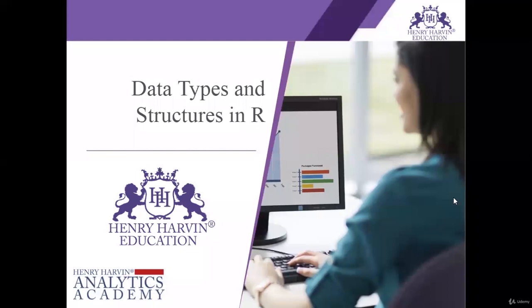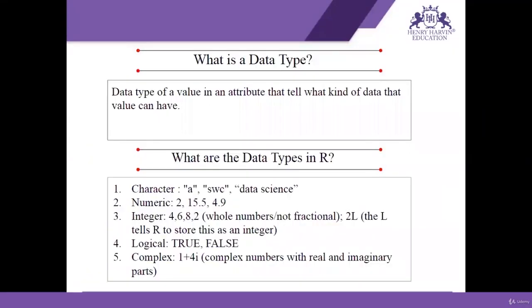In this video, we are going to discuss data types and data structures in R. So let's start with discussing what is data type. Data type of a value is an attribute that tells about the kind of data that value can have. It simply means they are the characteristics of the data we are using in our software program or any language that we are using.